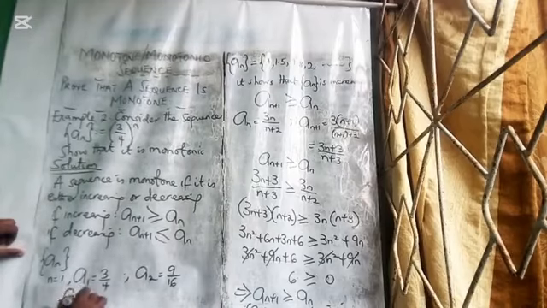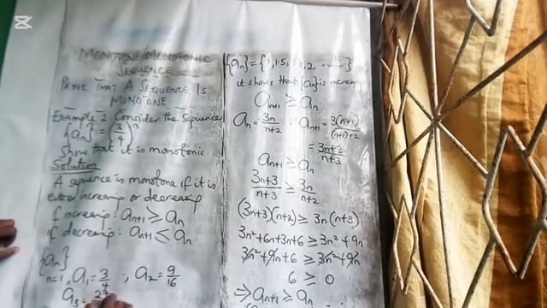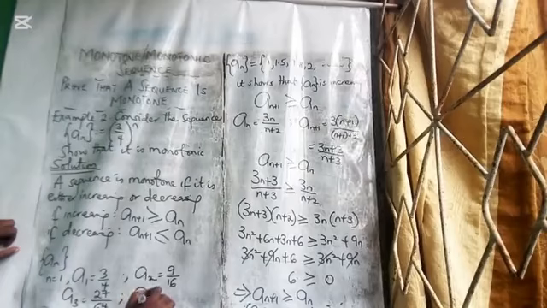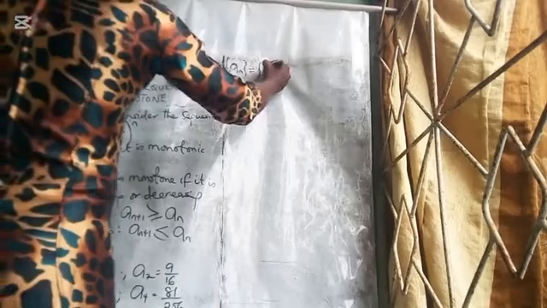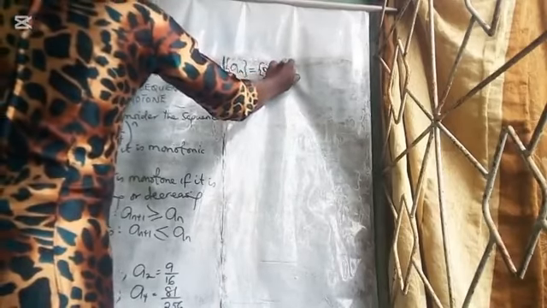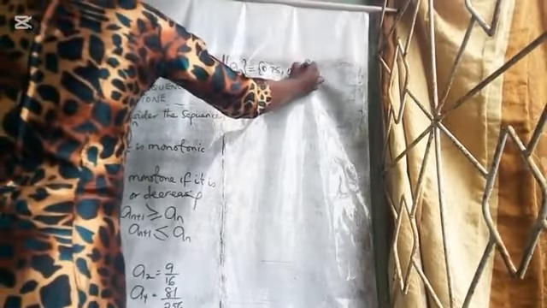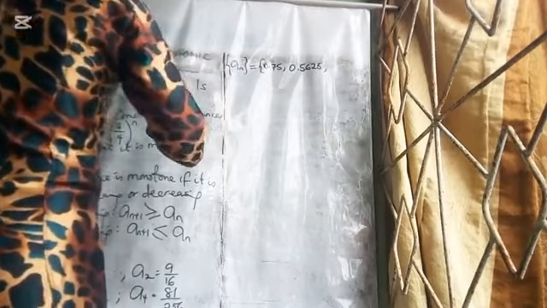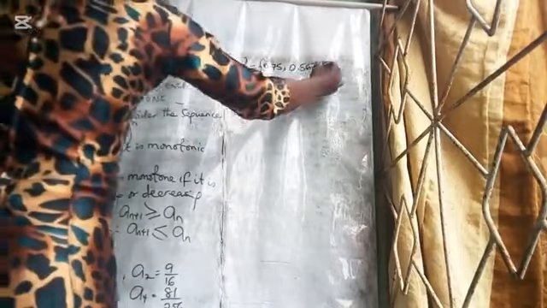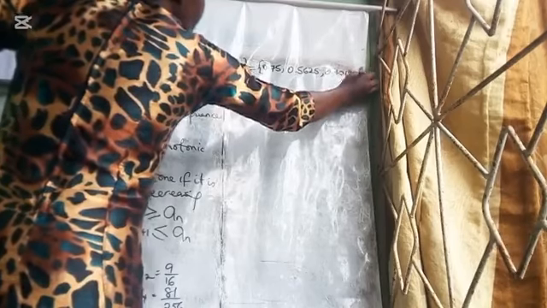When n is 3, a3 will be what? 27/64. When n is 4, a4 will be what? 81/250. That will be 0.75. Our a2, 0.5625. a3, 0.4219, and it continues like that.